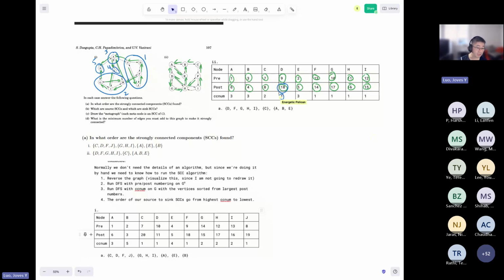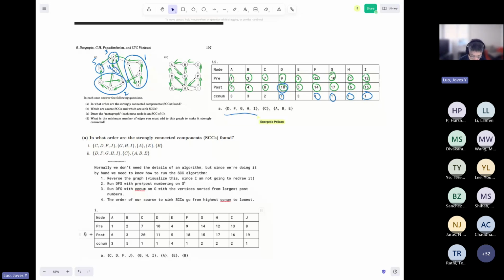So D points to H, which points to F, which points to I, which also points to H. So we go back to F. F has nothing else to point to, so we go back to H. H also points to G. G points to D, which we already tracked, and then it has no additional. So that is one CC num figured out.